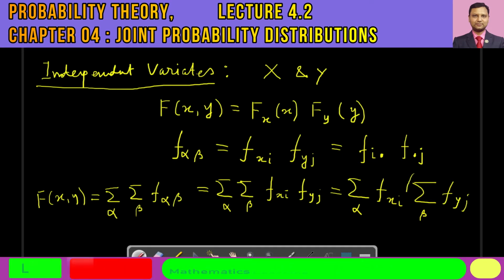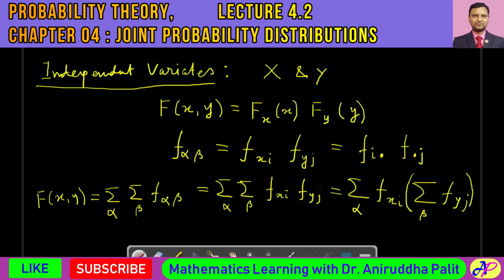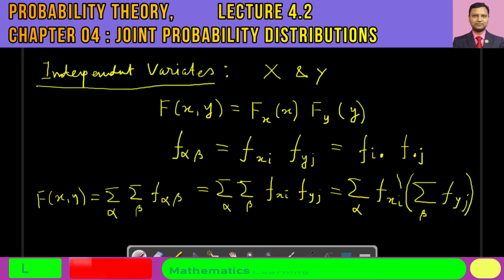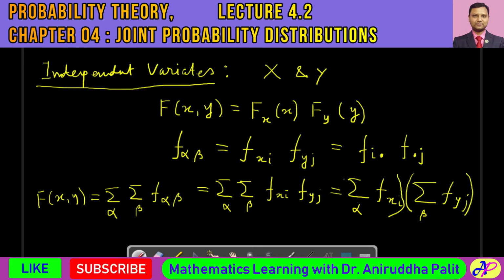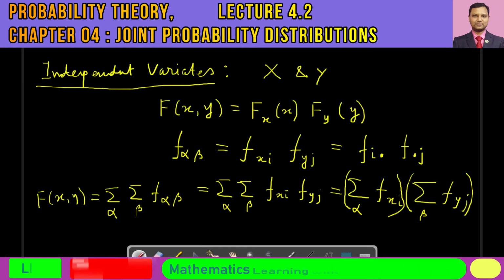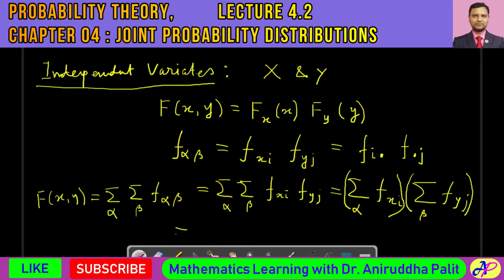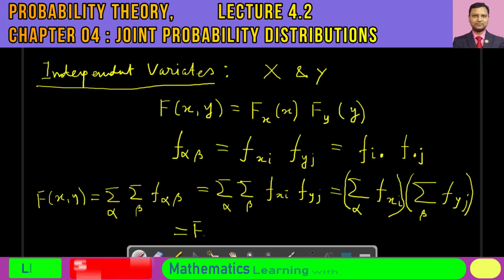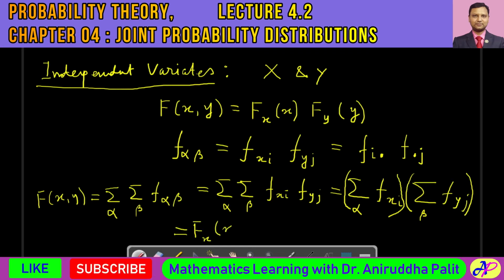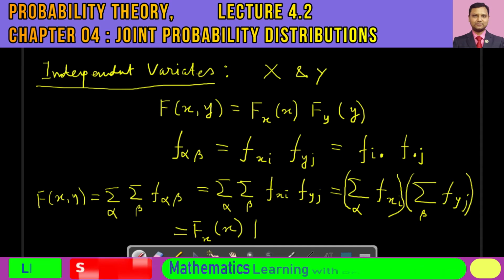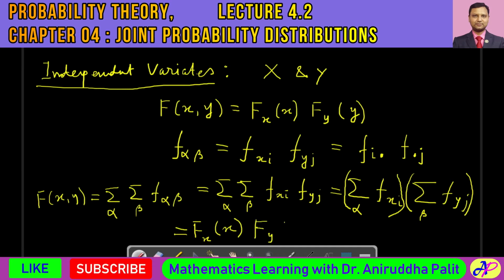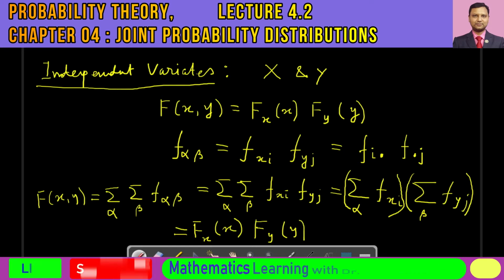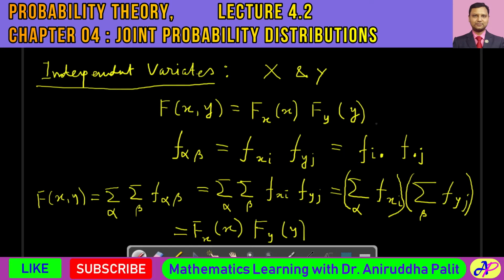So we can write it, we can separate it by brackets like this, and the first factor within the bracket would be nothing but f_X(x) multiplied by f_Y(y). So we get this result, which is actually the definition for independence of the random variables X and Y.